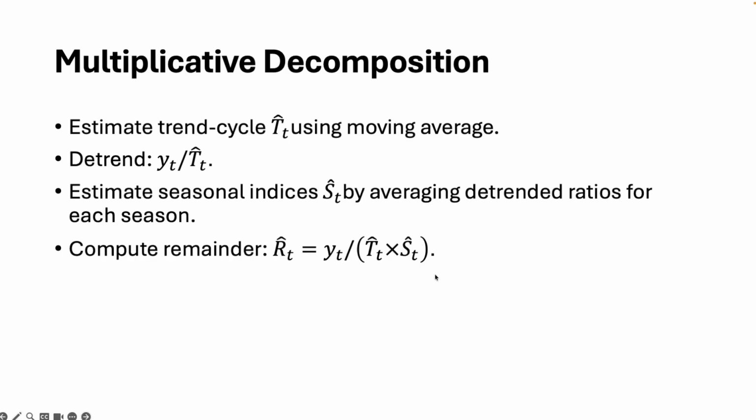The second part is the multiplicative decomposition. The way that we do it is we estimate the trend cycle T hat using the moving averages again. We do detrending by dividing now. Before we subtracted, now we divide because it's multiplicative: Yt over T hat. Then we estimate the seasonal indices S hat. After that, we compute the remainder by dividing the actual value by the product of T hat and S hat.